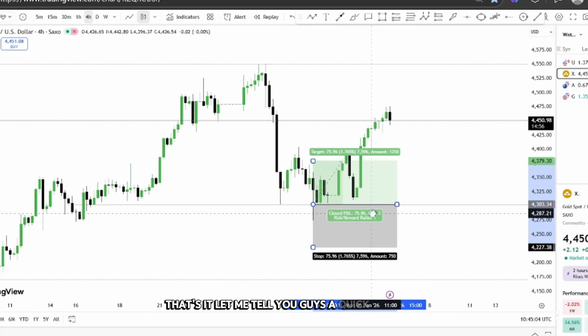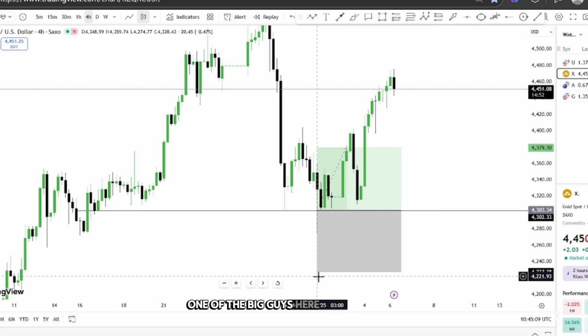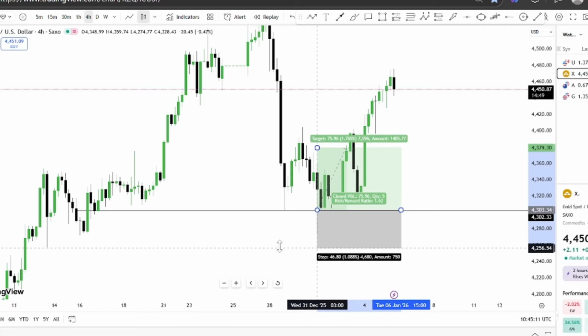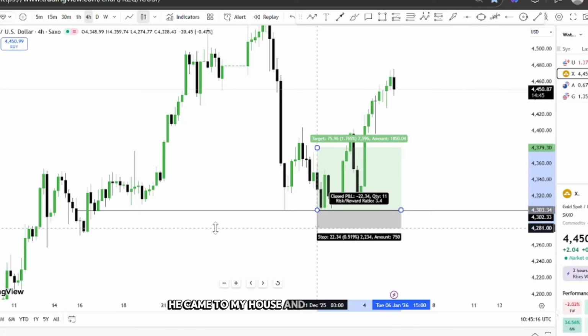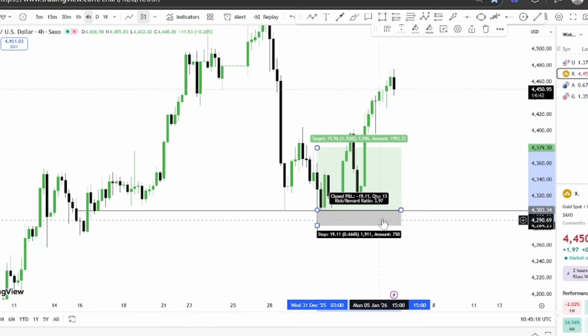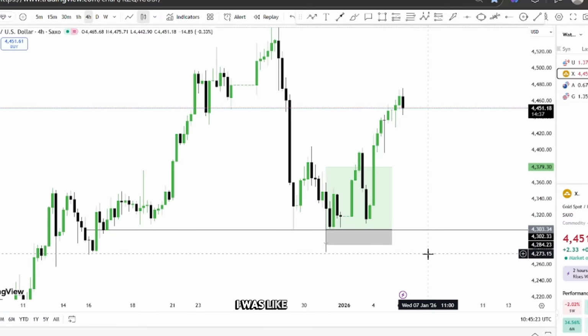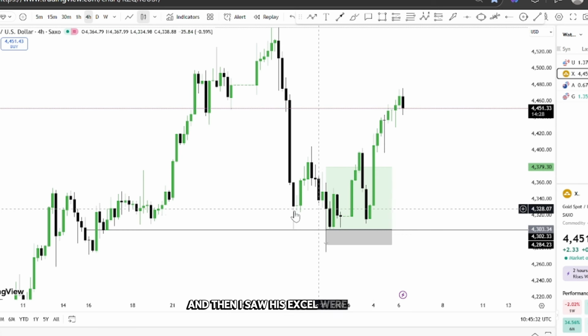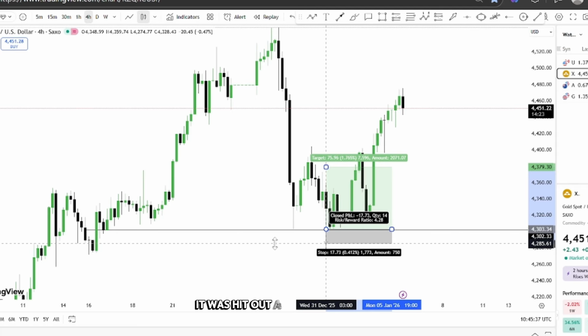Let me tell you guys a quick story. Some time ago, one of the big guys here in the Forex space, a Forex trader, came to my house and did some analysis. It was a little move on the lower time frame, like the 15-minute time frame. We saw 1 to 10, 1 to 11 RR. I was like, how do you do it? And then I saw his SL was very tiny. Before you know it, it was hit.